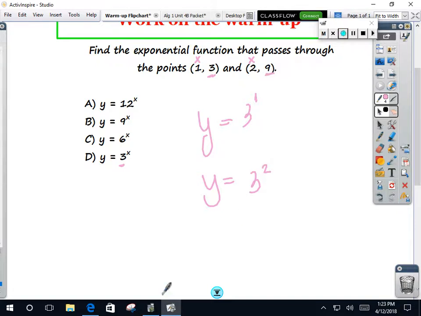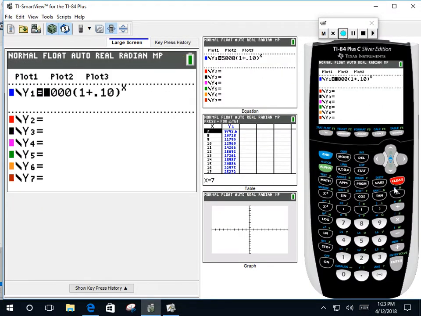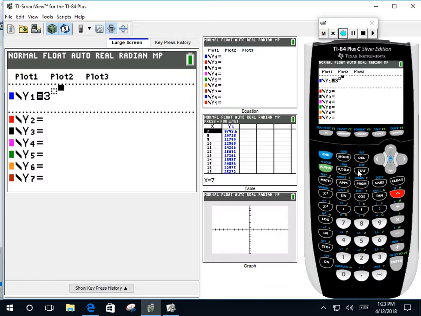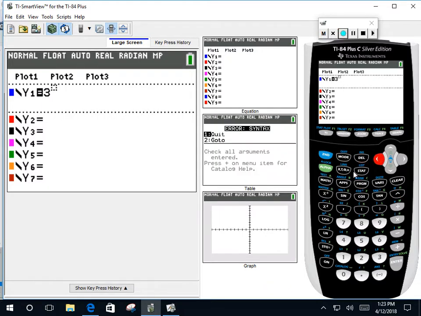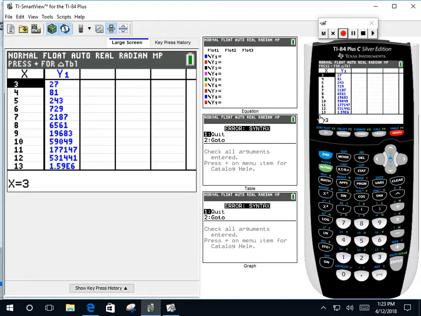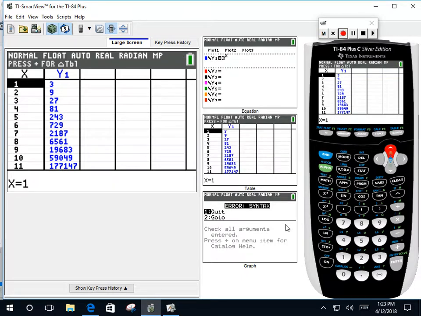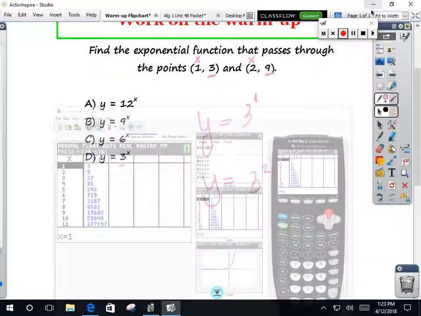And then the last way you could have done it is if you would have graphed all of them one at a time, when you would have gotten to 3 to the x power. Okay, and then when you look at the table of 3 to the x power, doesn't it contain those 2 points, (1, 3) and (2, 9)? And none of the other ones would have contained those 2 points. So that's why D is correct.